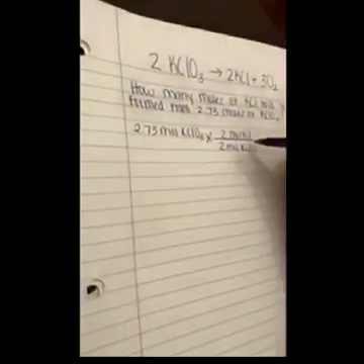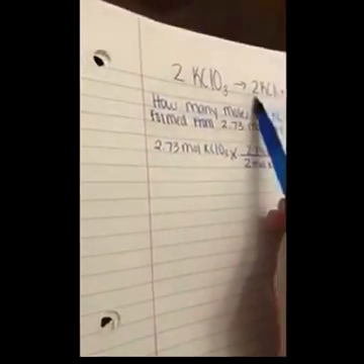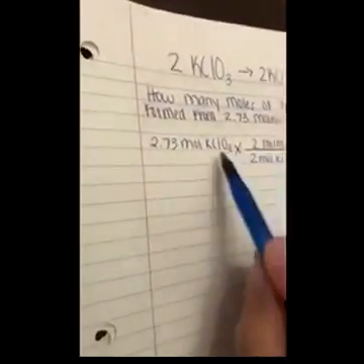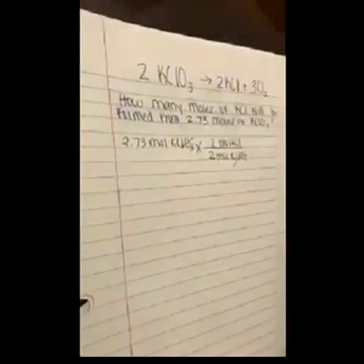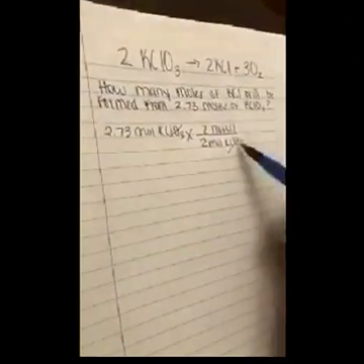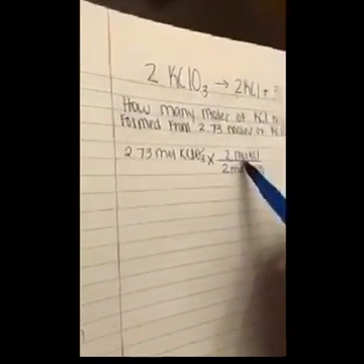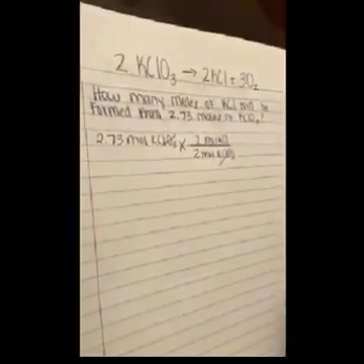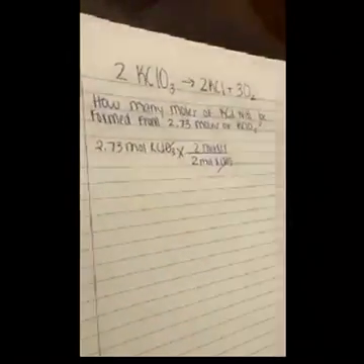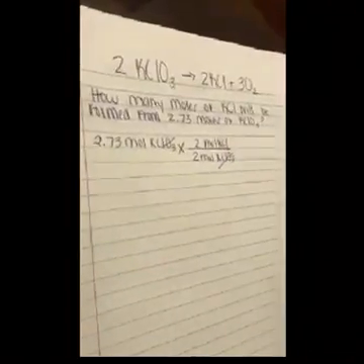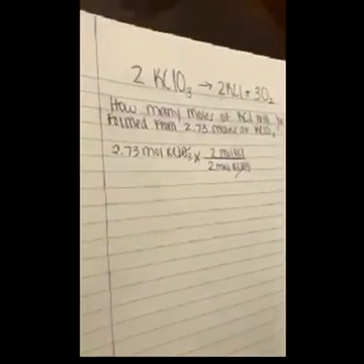You get these numbers, the 2 and the 2, from your balanced equation. And you put KClO3 on the bottom here because you put it here. Then you cross off the KClO3s on this one, and you are left with moles of KCl. The reason you use the numbers in the balanced equations is because you are using a mole to mole ratio. And remember, when you are using a mole to mole ratio, it is because you are changing your compound.